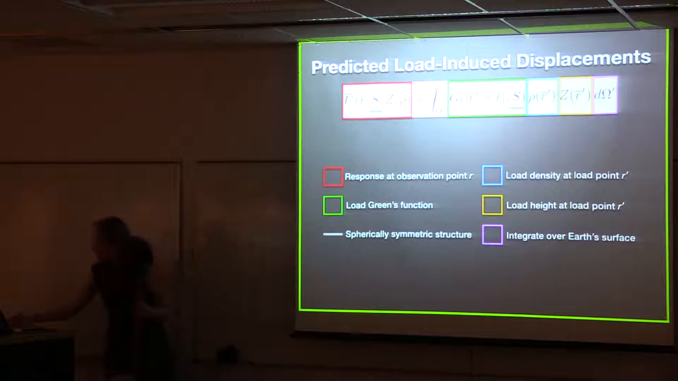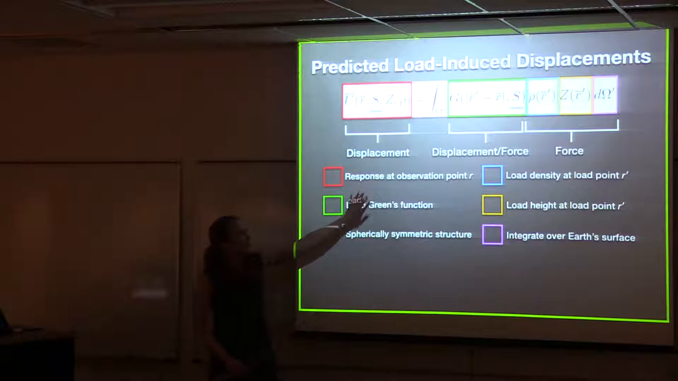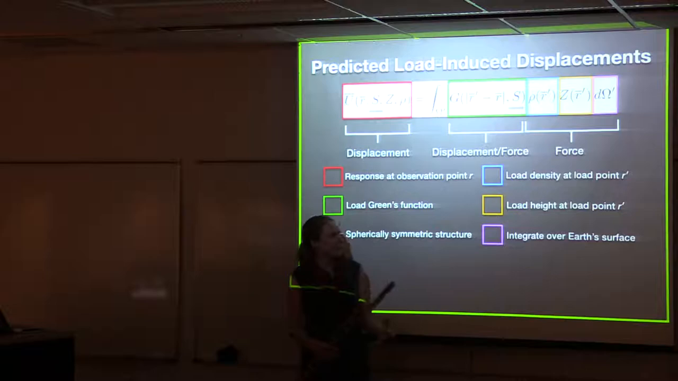But looking at this equation even more simply, effectively, we have a displacement. That's what we want to simulate. It is equal to a displacement per unit force, and that's given by our Green's function, times our force, which is our load model.